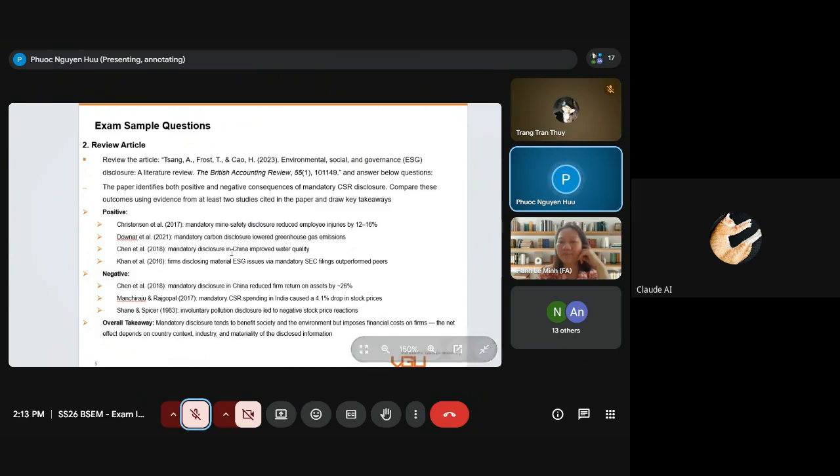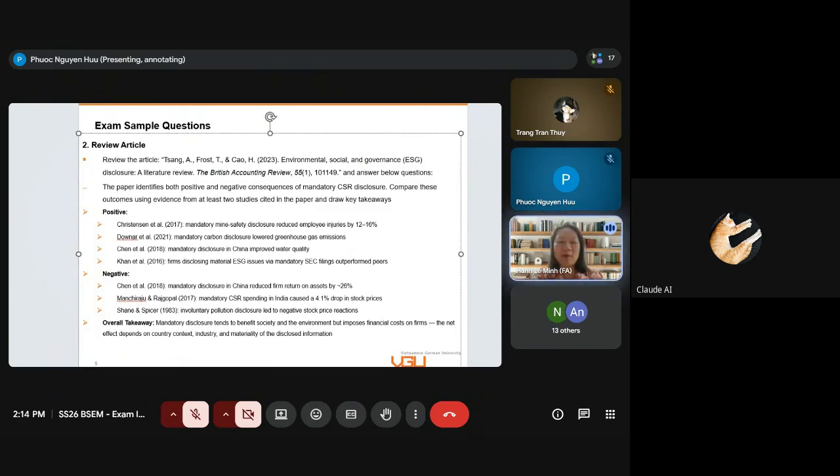So for the question you don't know very well, maybe you can write something, and try to allocate the time. Make sure that you allocate the time very well, and you will be provided with the paper for the 2 questions on reviewing the article.